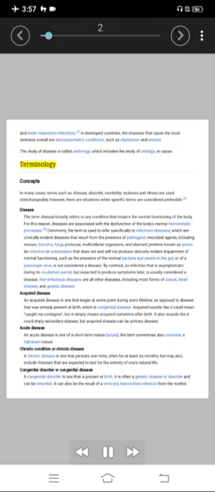Terminology. Concepts. In many cases, terms such as disease, disorder, morbidity, sickness and illness are used interchangeably. However, there are situations when specific terms are considered preferable. Disease. The term disease broadly refers to any condition that impairs the normal functioning of the body. For this reason, diseases are associated with the dysfunction of the body's normal homeostatic processes.